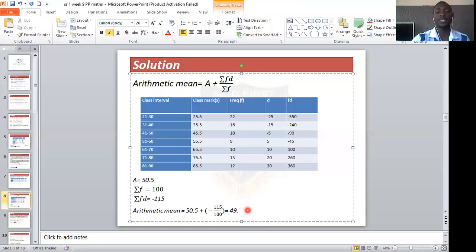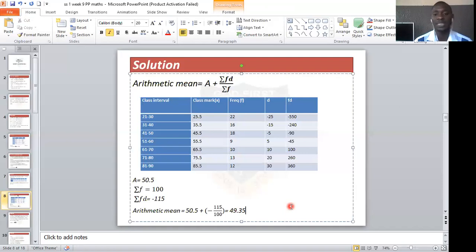49.35. So that's how you calculate the arithmetic mean given an assumed mean. Please, I want you to cross-check all this information, all these calculations, very well, to be able to affirm and have the confidence that you are following and you understand what we are discussing here.